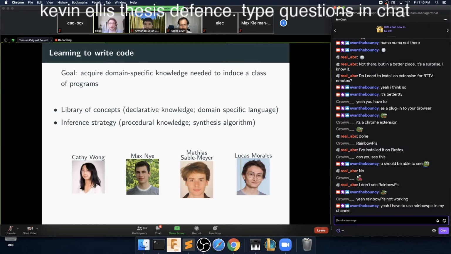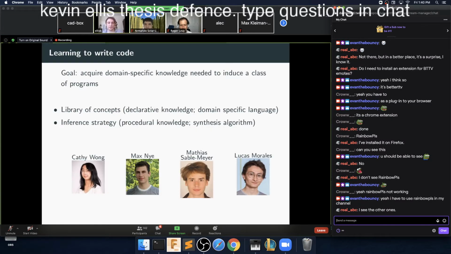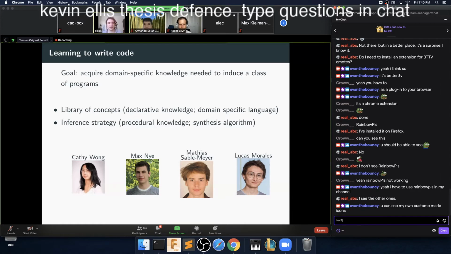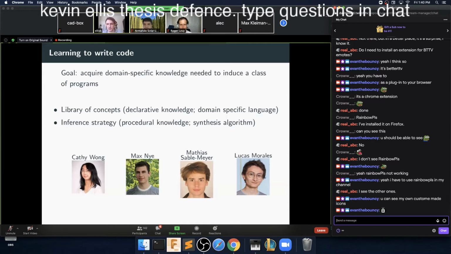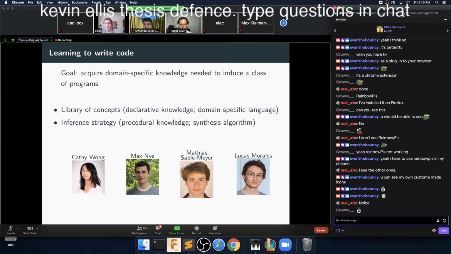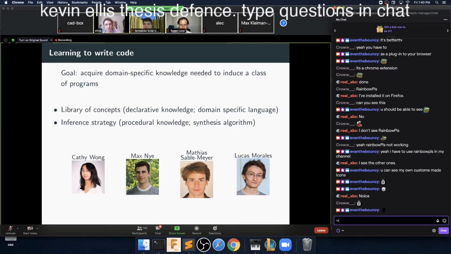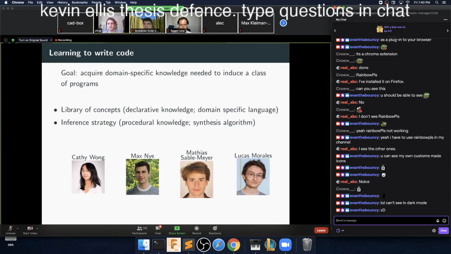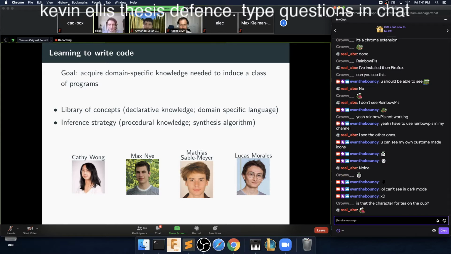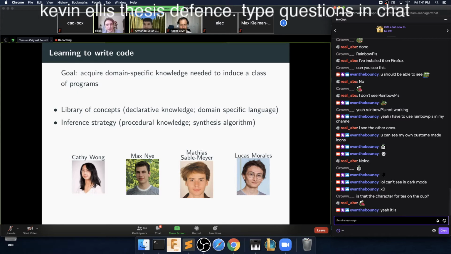I'm going to be talking about systems which learn to write code. This is joint work with a number of people, but primarily Kathy, Max, Matthias, and Lucas. You can think of this as wanting to learn some domain-specific knowledge or expertise that we need in order to solve some class of problems or induce some class of programs. I'm going to think of expertise as coming in two different flavors. The first element is the explicit concepts: what is the language that you use to express solutions to problems in this domain? The second element of expertise is more like procedural knowledge or skill: how do I use that language to solve new problems?